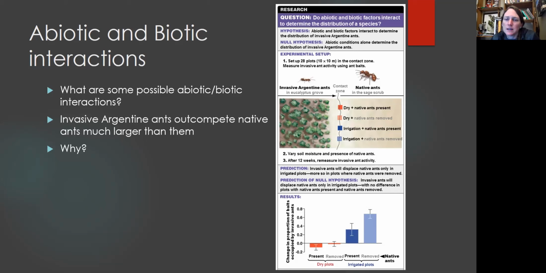And after 12 weeks, they went back and they remeasured invasive ant activity. And what they found was that there were increased invasive ants, especially in the irrigated plots. There weren't as many in the dry plots, but there were even more in the irrigated plots where the native ants were removed. And so this kind of interacting force between the abiotic and biotic factors can really influence how organisms experience their environments.